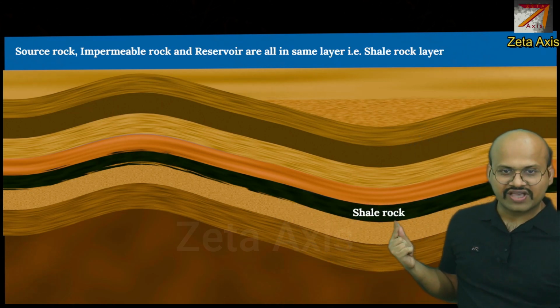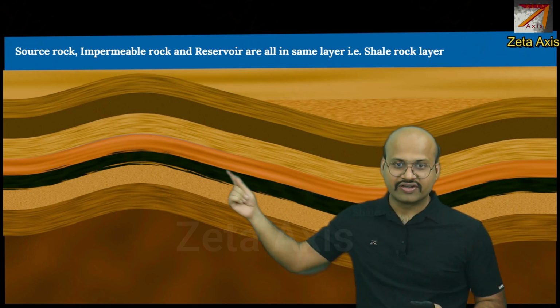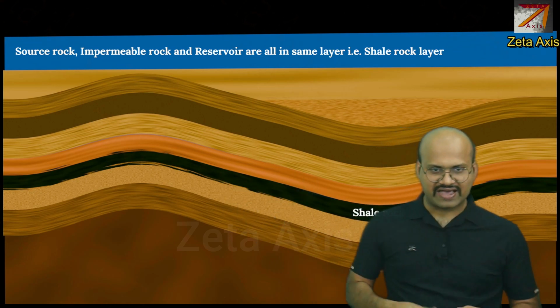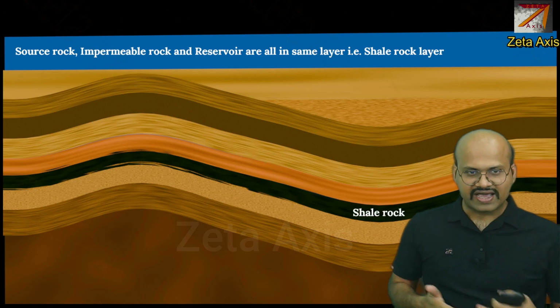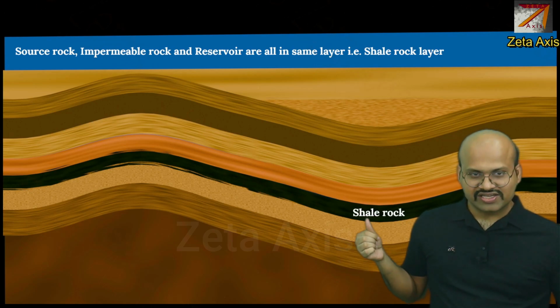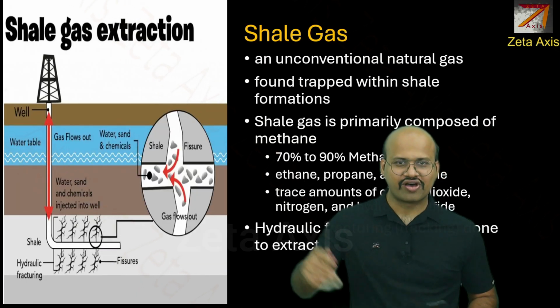layer and we have to penetrate through this layer and extract the gas. That is why it is called shale gas. That is the gas obtained from shale layer. So here is the summary of shale gas.